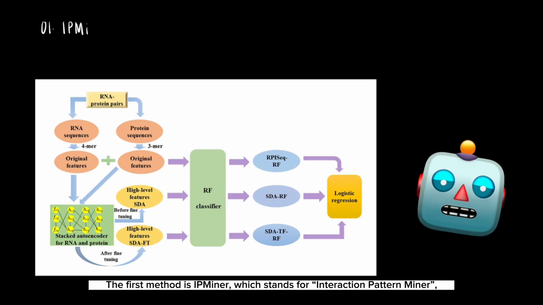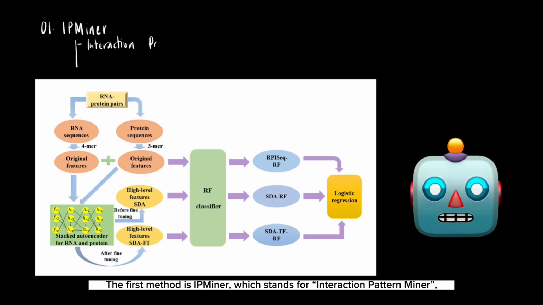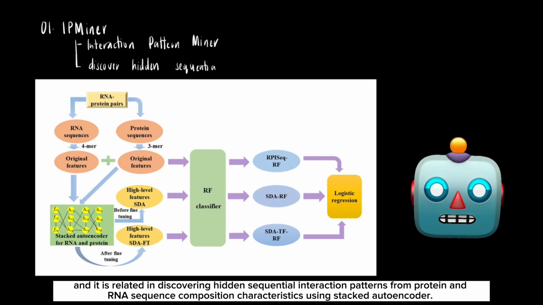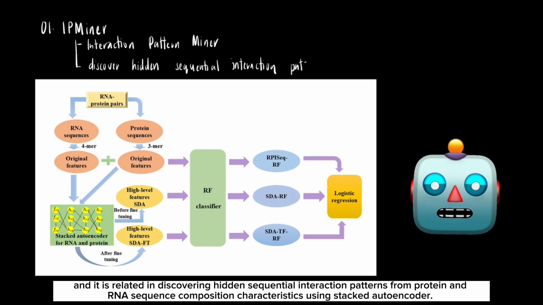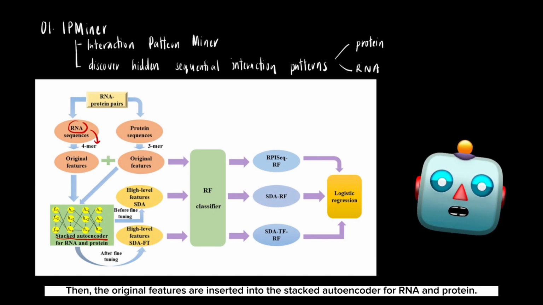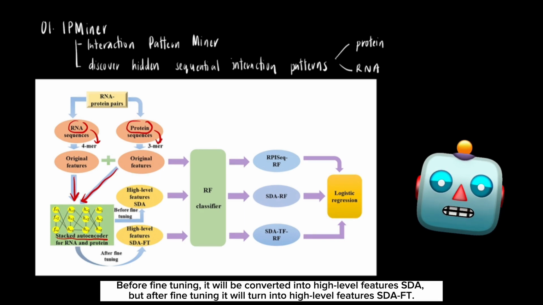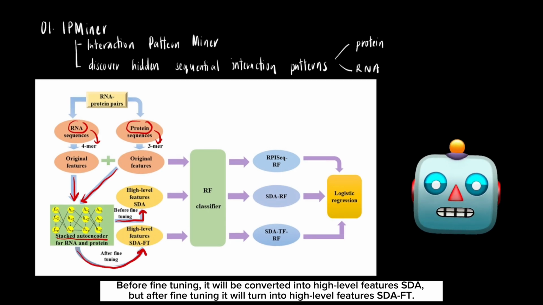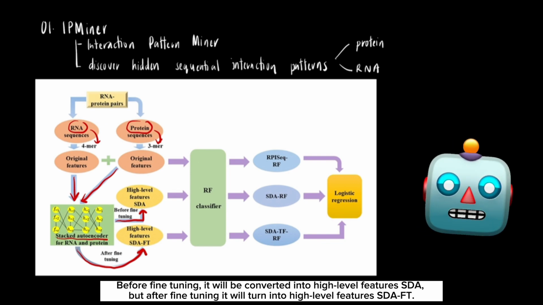The first method is IPMiner, which stands for Interaction Pattern Miner, and it is used for discovering hidden sequential interaction patterns from protein and RNA sequence composition characteristics using a stacked autoencoder. Then, the original features are inserted into the stacked autoencoder for RNA and protein. Before fine-tuning, they will be converted into high-level features SDA, but after fine-tuning, they will turn into high-level features SDA-FT.